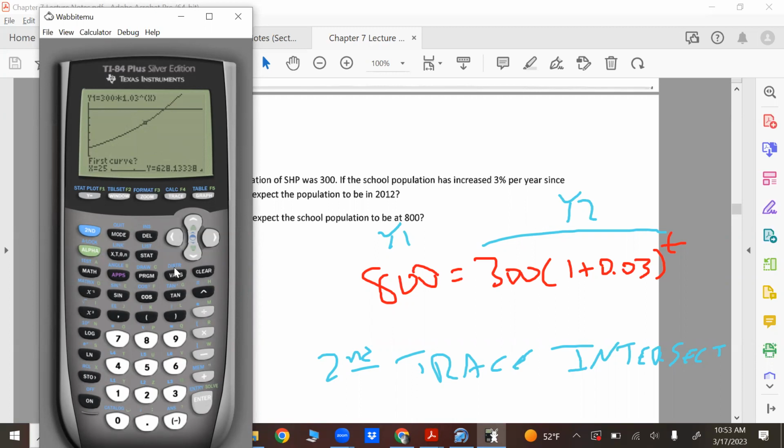Now, when I ask for a first curve, they say, where do you want the cursor to be on the first curve? Usually it's good to put it close to the point of intersection. What the calculator is doing is plugging that X value into the first equation. And then when you hit the second curve, it's plugging that X value into the second equation, which I know is 800. And then it's going to try to find where the Y values converge.